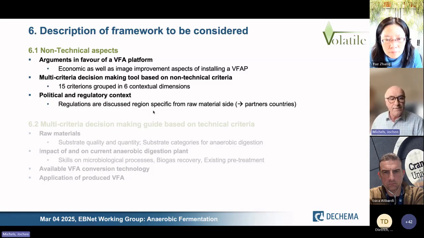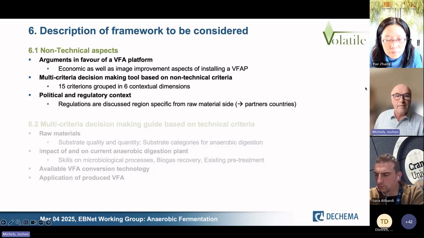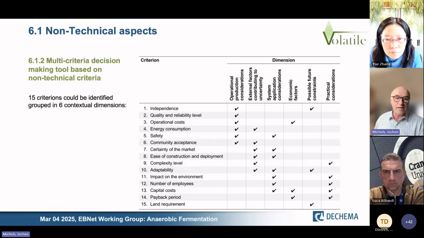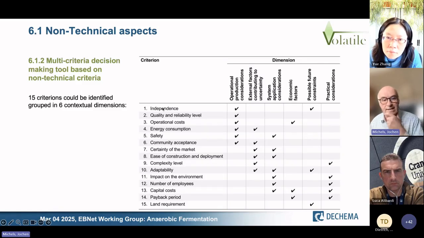And we also developed some kind of multi-criteria decision making tool based on non-technical criteria. And we found 15 criteria that could be grouped into 6 contextual dimensions. I will not go further into detail. You can read it in the CWA because it is still available. And I have on my last slide a download link for it.